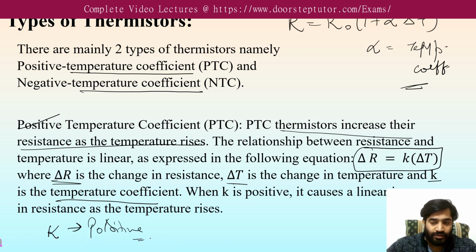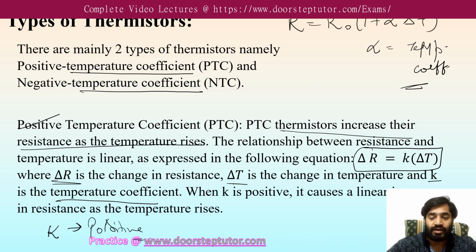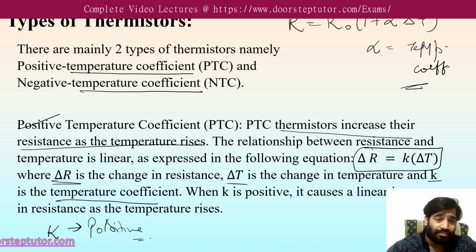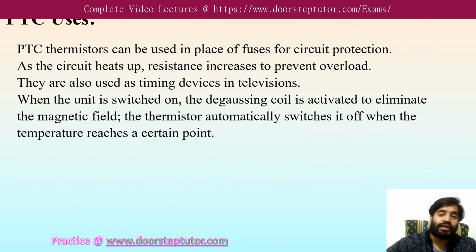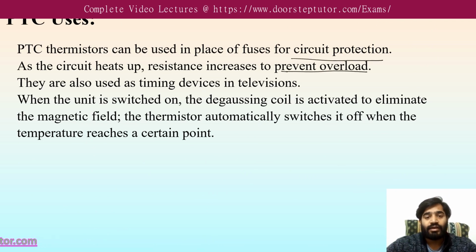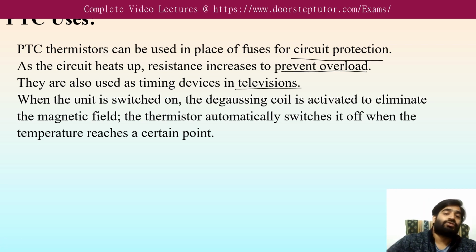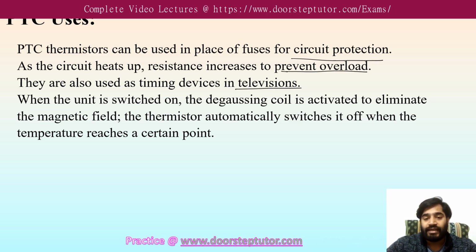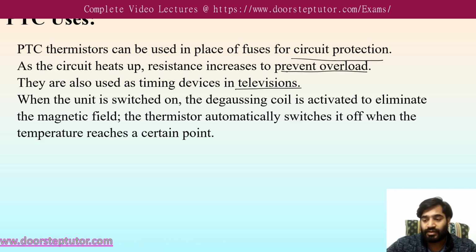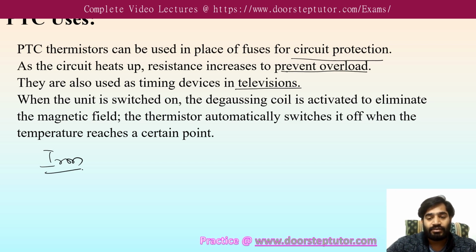We use this type of element in self-regulating heating elements and overcurrent protection devices. PTC is one of the types of thermistor, and there is one more, NTC. The use of PTC is circuit protection, preventing heat overloading. It is also used in televisions, and in certain appliances which automatically switch on or off according to heat. For example, in an iron, PTC is used: when it exceeds the heating limit, it suddenly cuts off.